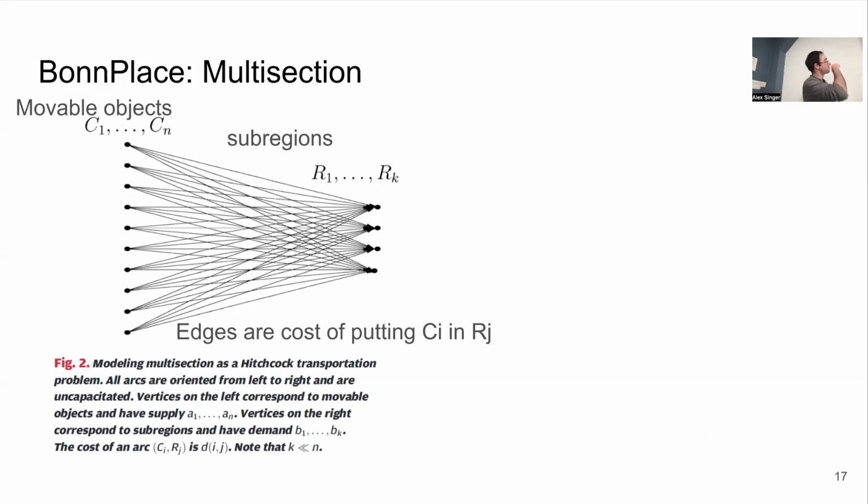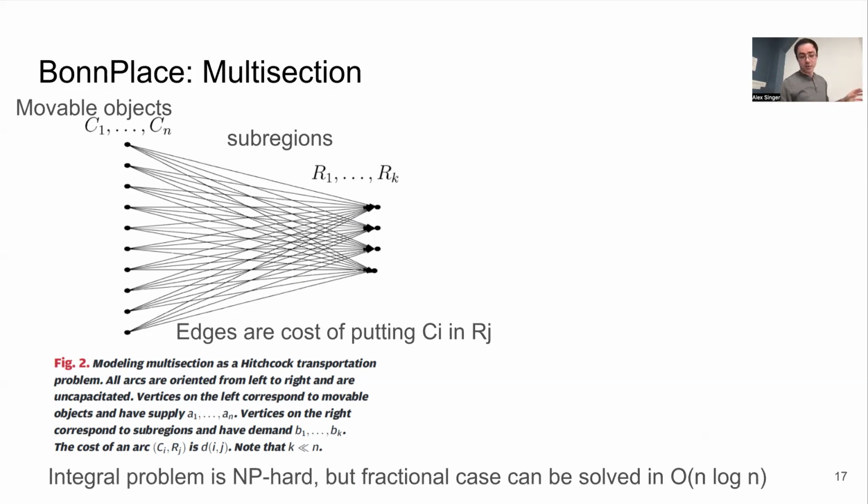That's my assumption here. And the idea is that we can now solve this as an integral problem, which says that C1 is going to go into R1, C2 is going to go into R1, C3 is going to go into R3, and so on. The actual integral problem is NP-hard, but the fractional case can be solved efficiently, and they explain all the different algorithms they talk about in the paper.